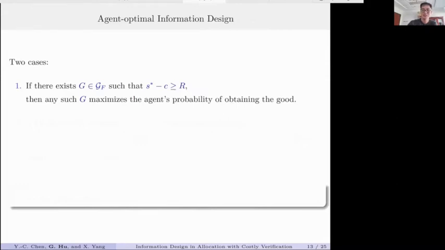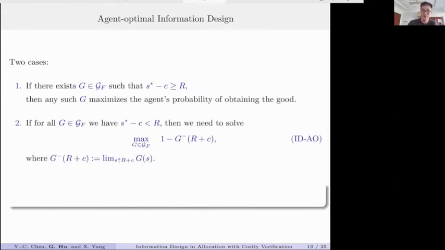And the second case: if for all signal distributions in the set of feasible ones, the threshold is smaller than R, then we need to solve another problem, maximizing the probability of the agent getting the good. Because in the second case, the agent gets the good only if the agent reports a high signal and is checked and found truthful. So the signal has to be greater than R plus C so that the agent can be checked and allocated the good.